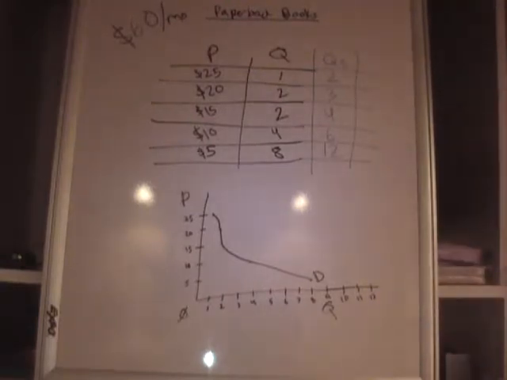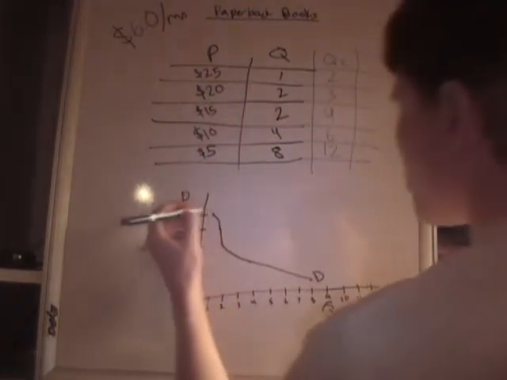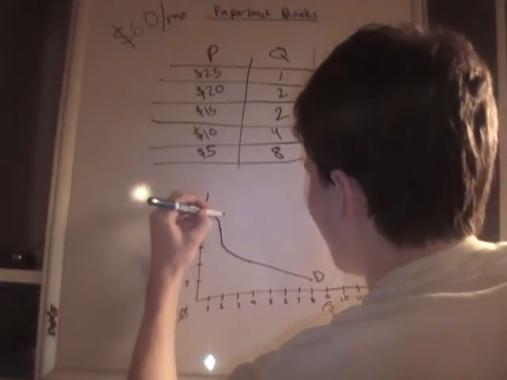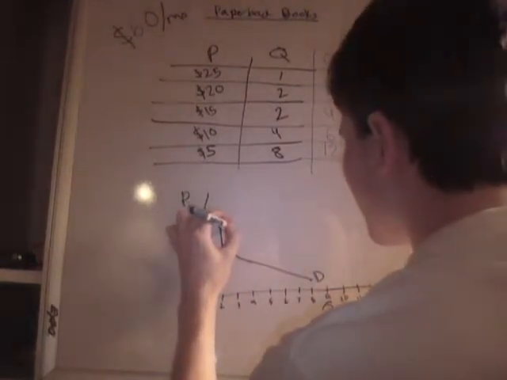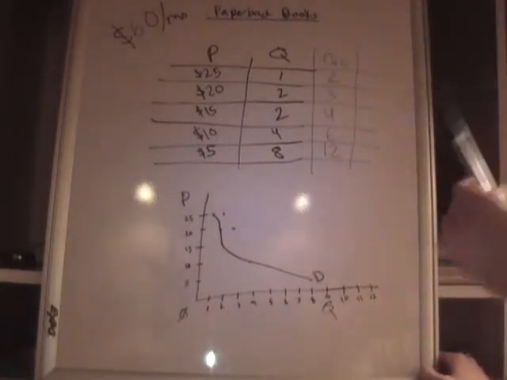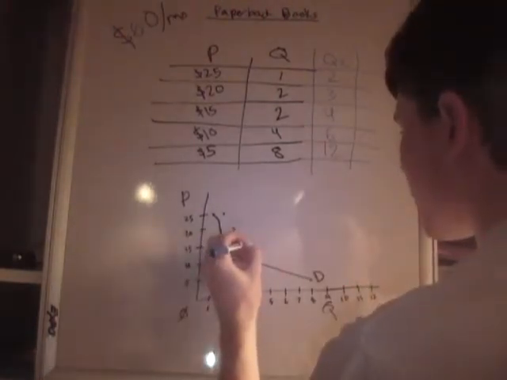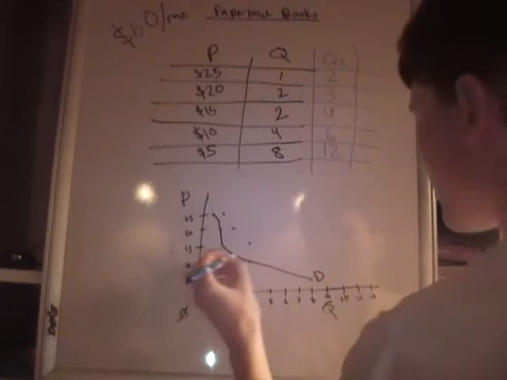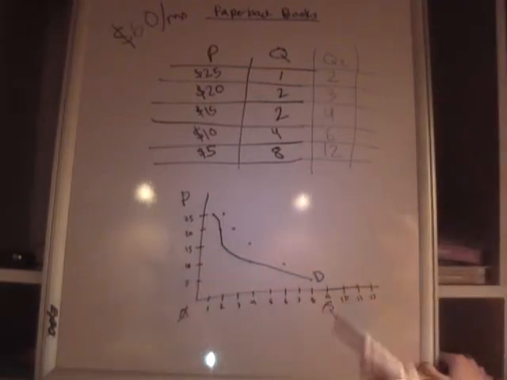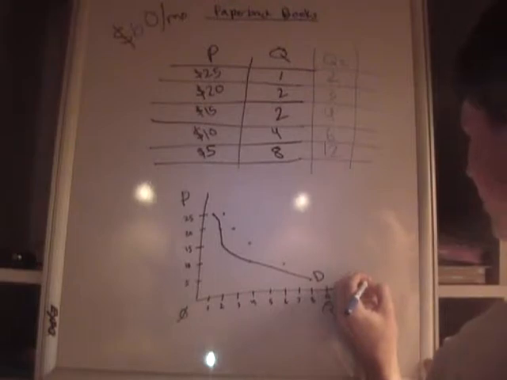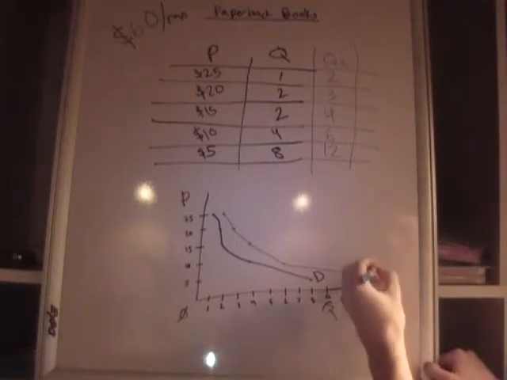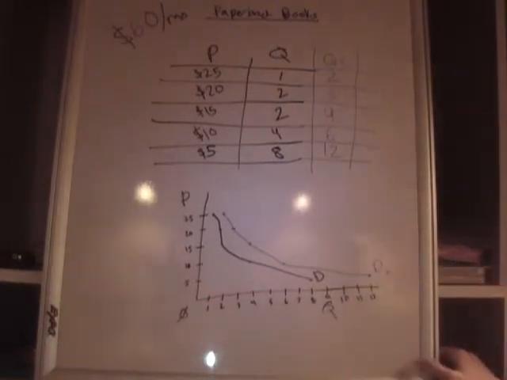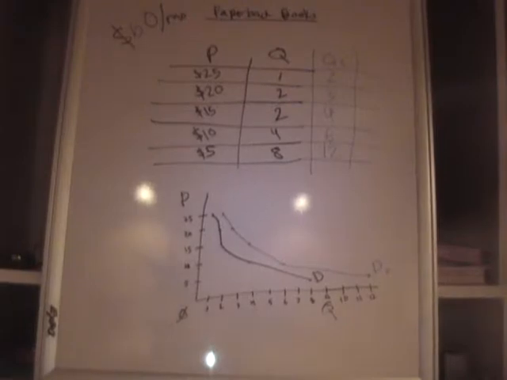And let's chart this new demand curve. At price 25, Fred will now buy 2 paperback books. At price 20, he will now buy 3. At price 15, he'll buy 4. At price 10, he'll buy 6. And at price 5, he'll buy 12. That is the new demand curve.